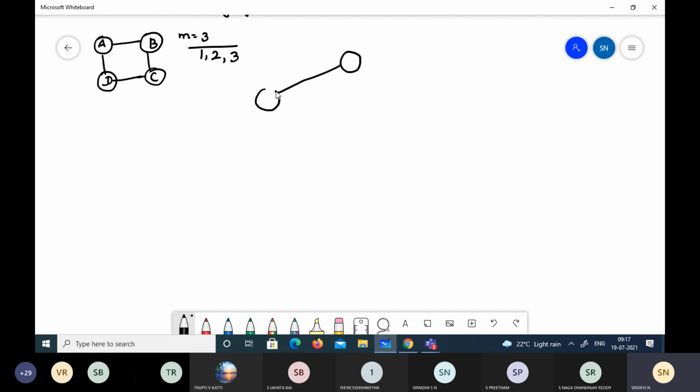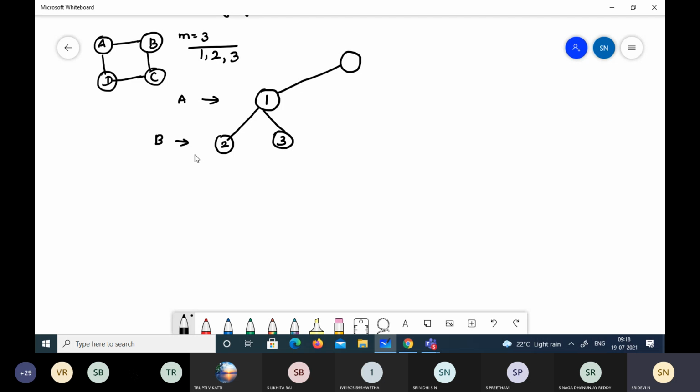So we are starting in the first level with giving color 1 to A. If A is colored with 1, this refers to the color of A. So we will move on to the next level now, B. If A is colored with 1, what are the possible colors for B? So B can be colored with either 2 or 3, isn't it? Either of these colors.